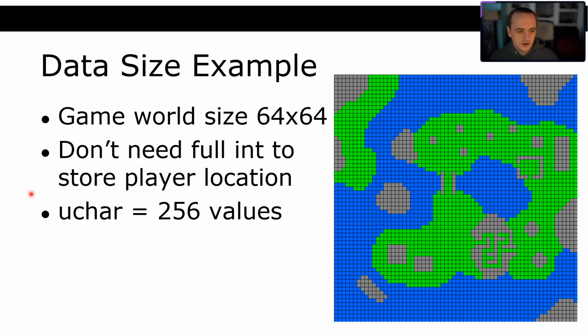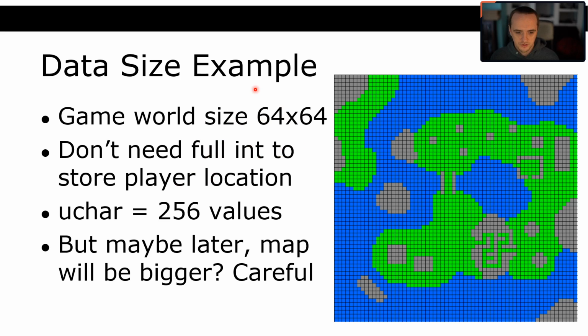Okay, so a char is 8 bits. Unsigned char can have values between 0 and 255. So if we know our world size is going to be between 0 and 63, so 64 possible values, then an unsigned char is perfectly fine because it stores 256 possible values. So that's one way that we could optimize the data size, is by not having to store full integers when we don't have to.